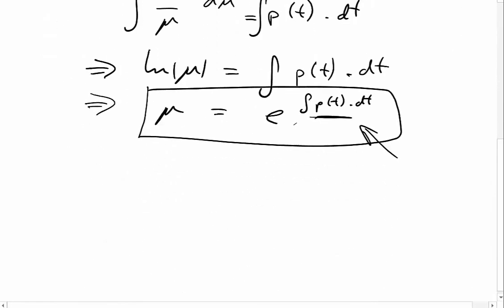So let's do an example and see where it gets us. Let's say, for example, we have t y dash, so I'm going to change that to dy by dt for you guys: t dy by dt minus 2y equals 5t squared. That's essentially what I've got.